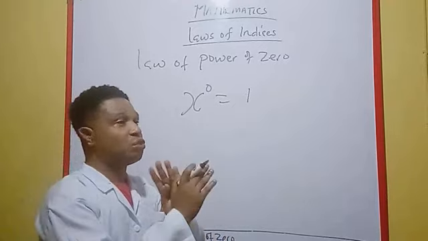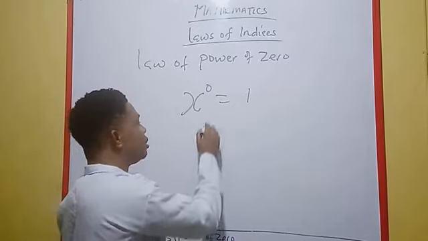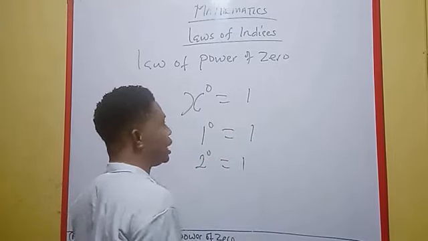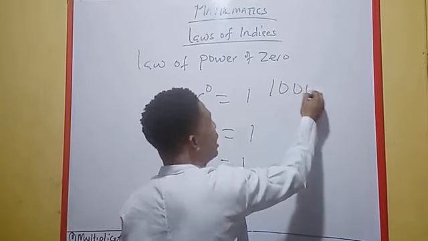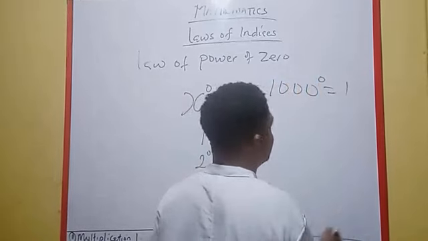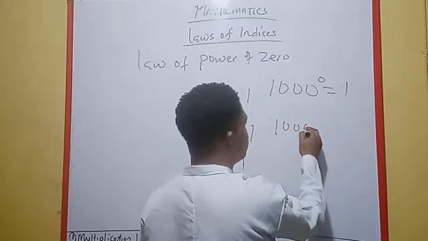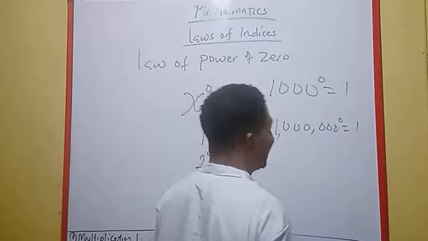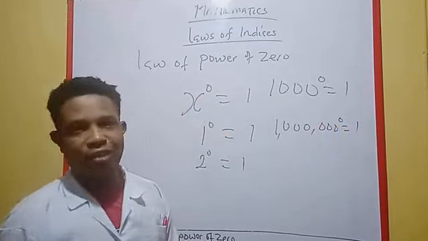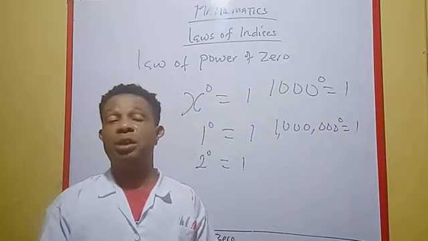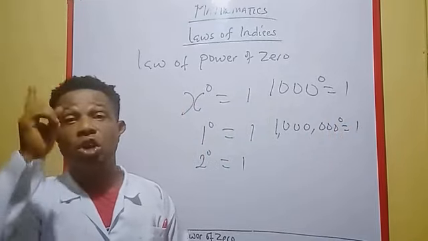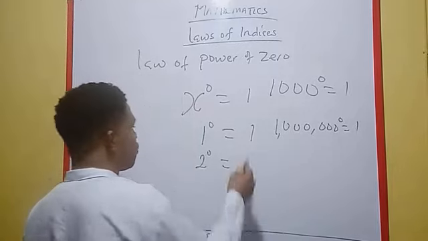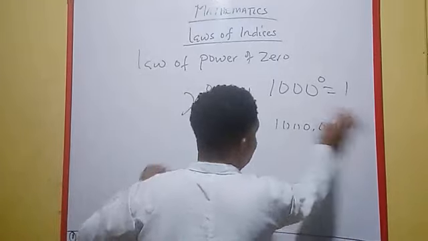Anything raised to power of 0 is 1. 1 raised to power of 0 is 1. 2 raised to the power of 0 is 1. Even 1,000 raised to the power of 0 is 1. 1 million raised to the power of 0 is 1. Anything raised to the power of 0 is 1. Even human being raised to the power of 0 is what? Is 1. So that is the law of power of what? 0. I hope that is understood.